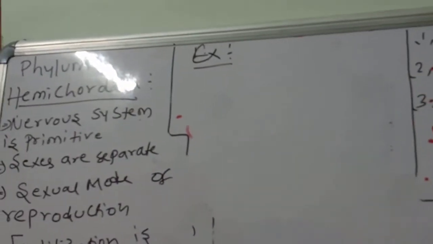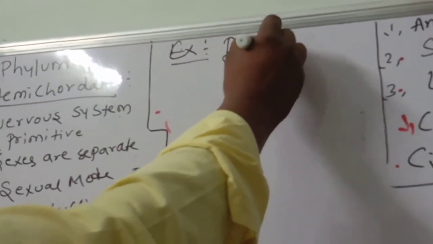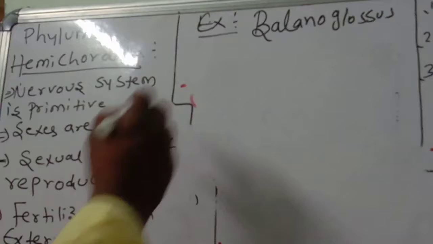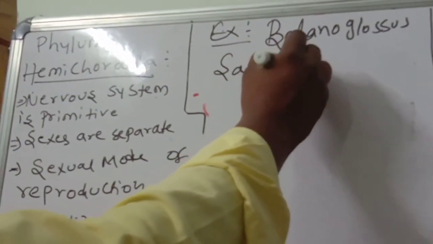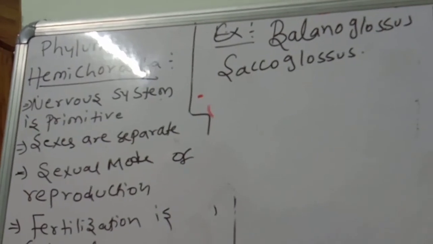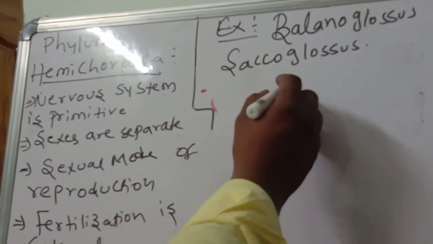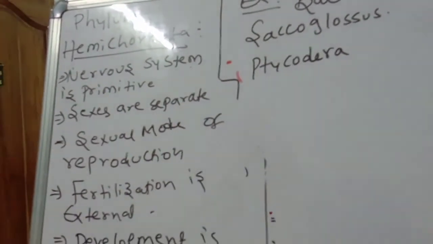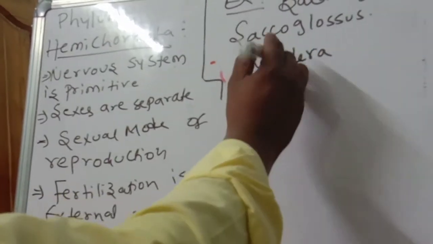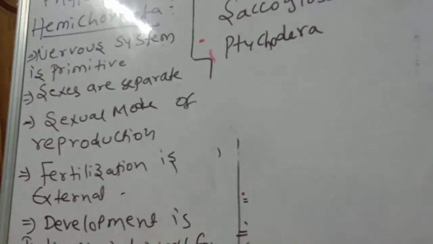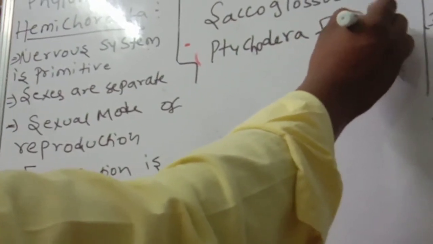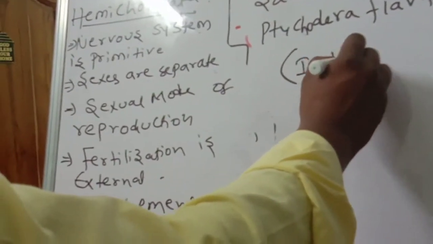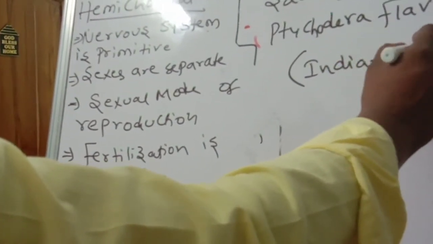What are the examples? Number one, Balanoglossus. Balanoglossus is also called Saccoglossus. Next important one is Trichodera. Trichodera flava. What is the general name? Indian hemichordata.